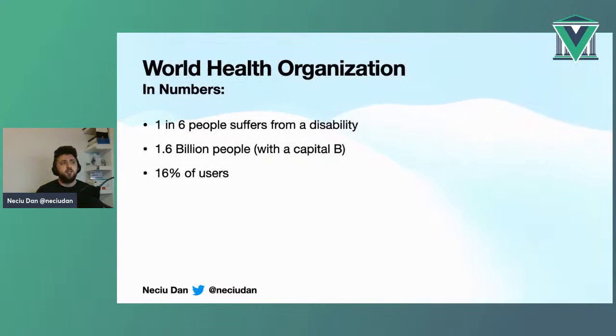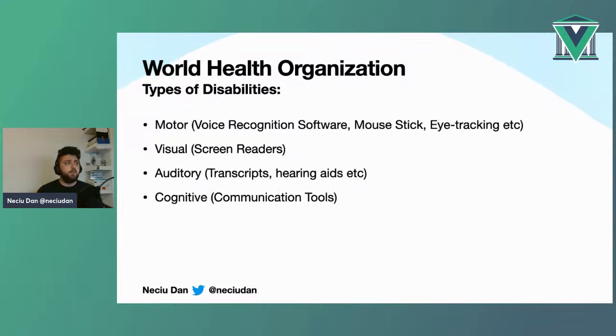The World Health Organization, in numbers, has estimated that around 1 in 6 people are suffering from a disability. That means 1.6 billion people, billion with a B, can probably be affected by your website's lack of accessibility. So that means there are multiple types of disabilities, like people with motor disability who are using voice recognition software, adaptive keyboards, mouse sticks, and eye tracking software to browse your website.